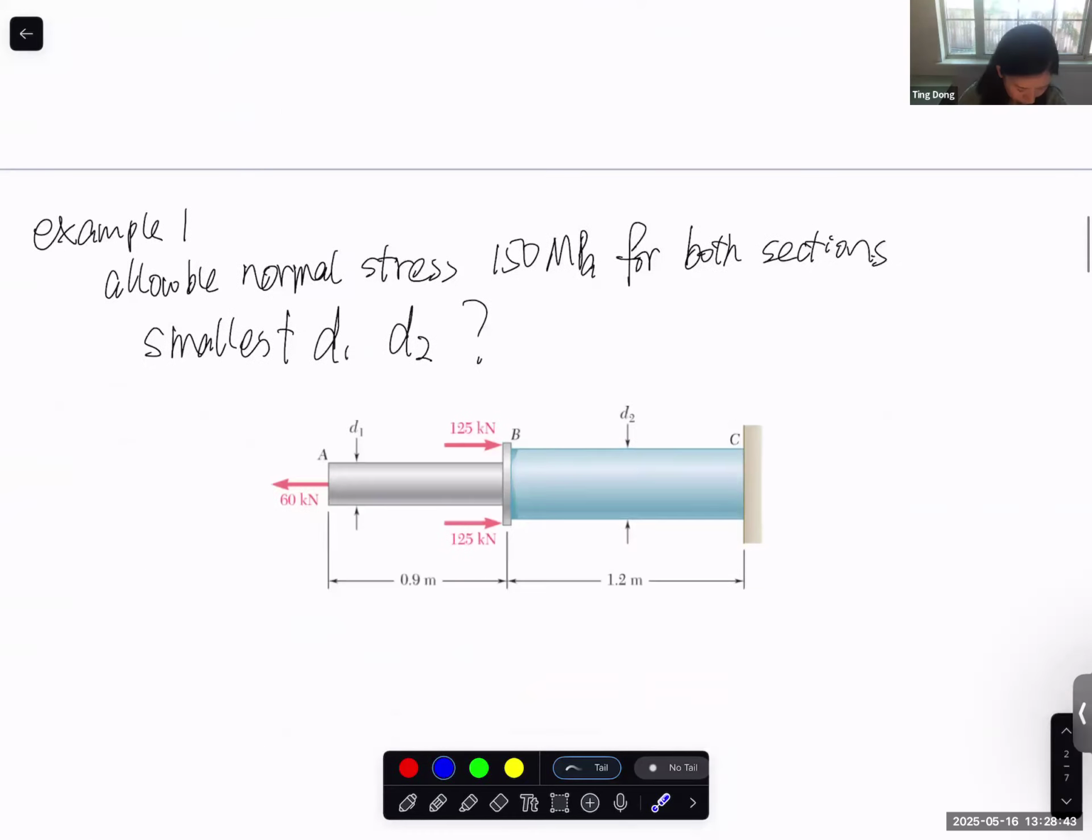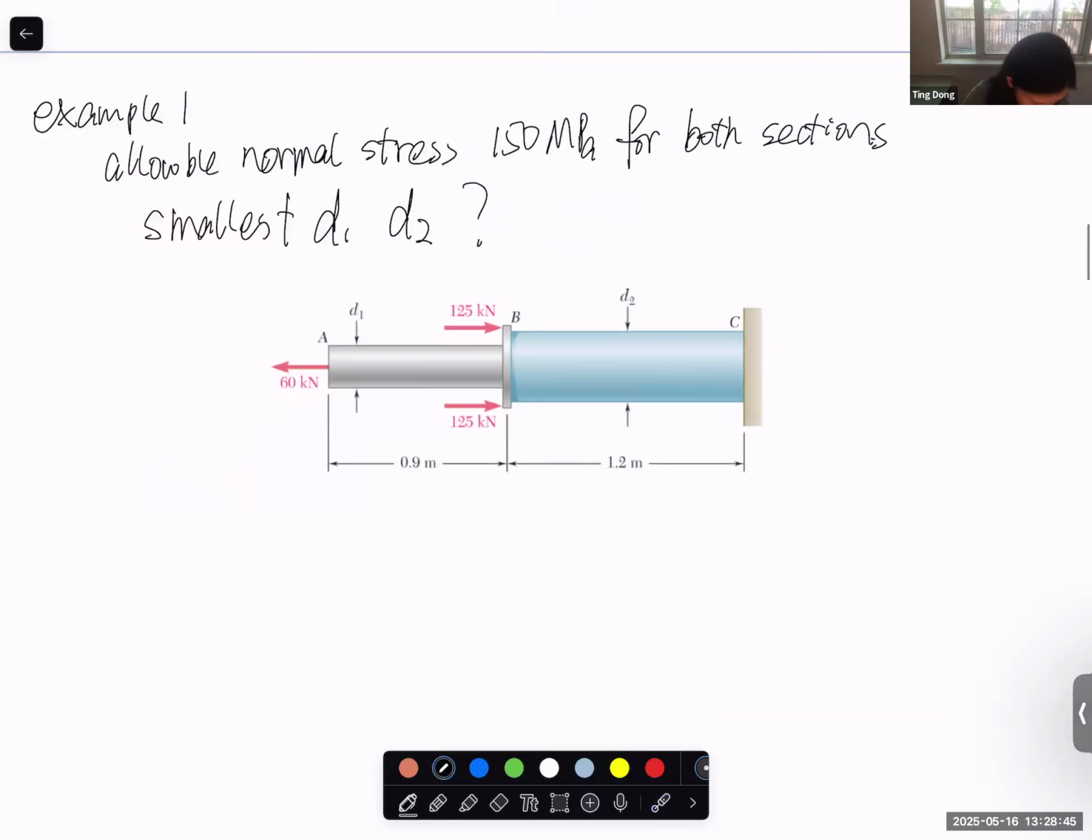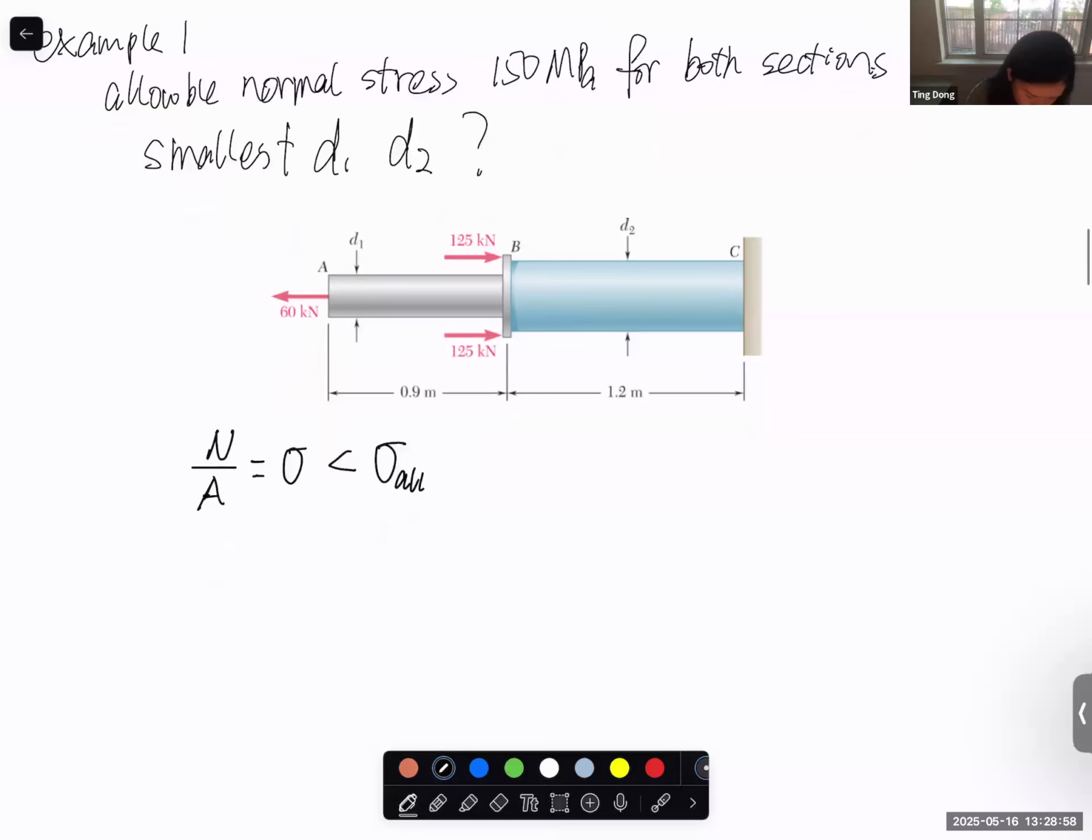Okay, so let's say our goal is to make sure that for each section, the N over A, which is the normal stress in the structure of each section, should be lower than allowable stress. So now for each section, our job is to find the internal force in the AB section and the internal force in the BC section. Let's start from the AB section. For the AB section, what is the internal force? What is the N here we should use?